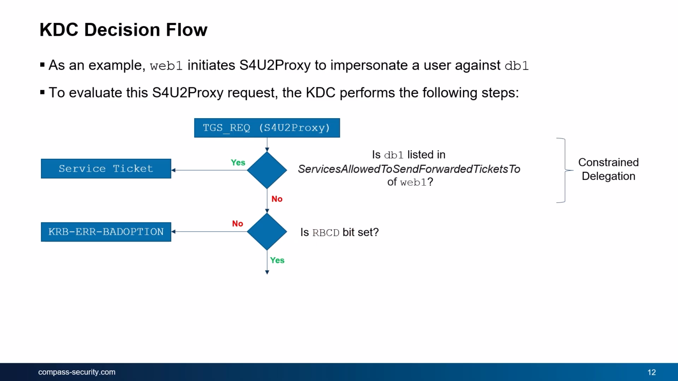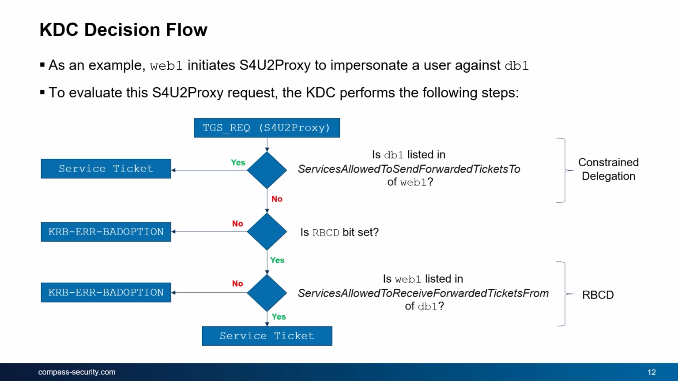And this, as I mentioned, is usually the case. So if this would not be, the process will be aborted with the bad option error. If this is the case, however, the decision flow continues, and the KDC will then evaluate resource-based constraint delegation. So it will now check the receiving system of the delegation, so the backend system, since resource-based constraint delegation is configured on the backend and not on the front end.